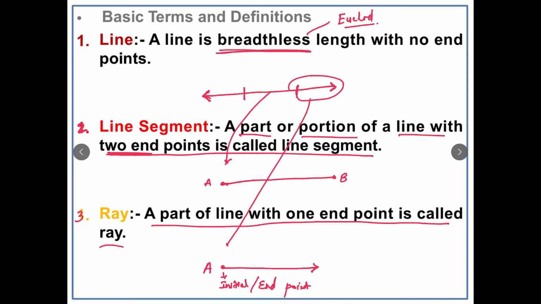So the basic difference between the three is that a line has arrows on both sides. Then we have the line segment, in which we don't have any arrows on either side. Instead we have endpoints, while a ray has one endpoint and goes continuous in the other direction. So this is the line segment and the ray.